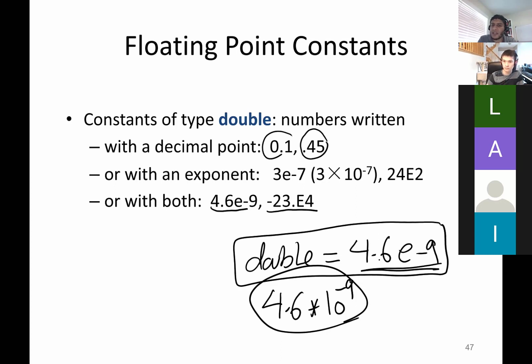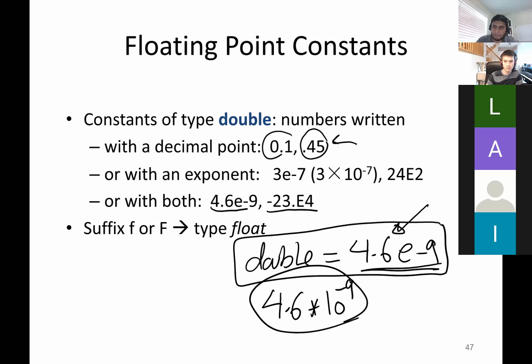So you don't necessarily need to write this, especially this works for very small numbers. If you want to write this in your regular format, you would write 0.000000000 with 9 zeros and then 4.6, right? That's not an efficient way of writing numbers. So C is also rich in allowing you to write this format, right? Good. I have a quick question.